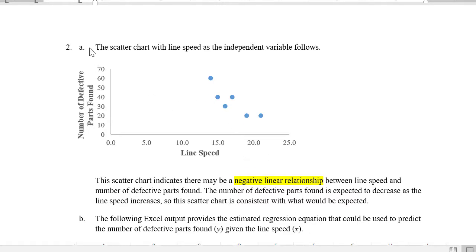So for problem 2, we've got the scatter chart here. This is a negative linear relationship. Some of you just threw up the scatter chart and didn't say a word, and you're letting the reader assume what it is. They could assume incorrectly. I don't know that you know whether it's positive or negative, and so that's why you've got counted off.